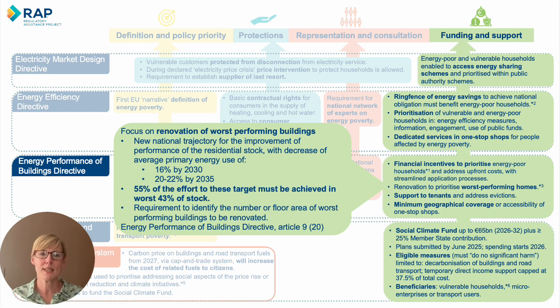So from that, you can see a clear direction to focus the benefits of renovation on the part of the stock where we know lower income households live, and therefore the risk of energy poverty is very high. The caveat I will say here is that the definition of worst performing is quite loose, as the worst 43% of the stock. So I think it's really up to national implementers now to make sure that the benefits really focus on the worst stock first.